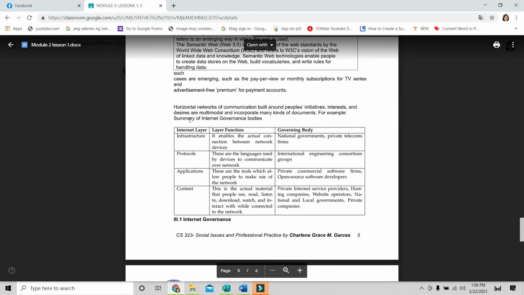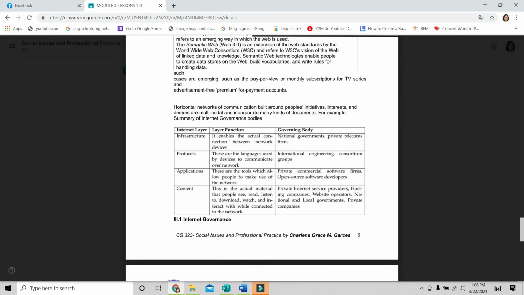So let's continue. Internet layer, these are the horizontal summary of internet governance bodies and what are the ways, the processes or the procedure in order for you to create an internet, the layering. The first one is the infrastructure. What's the layer function? It enables the actual connections between network devices. Who is responsible? The national government and the private telecoms firms. So infrastructure is the physical things or materials that you need in order for you to have an internet, to have that connection.